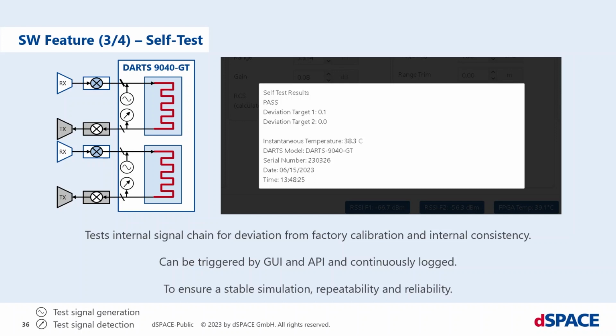This function can be triggered by the web interface or with the API and logged, for example, before and after every test in production. And with this, it can be documented that DARTS is providing a stable simulation that is repeatable and reliable.